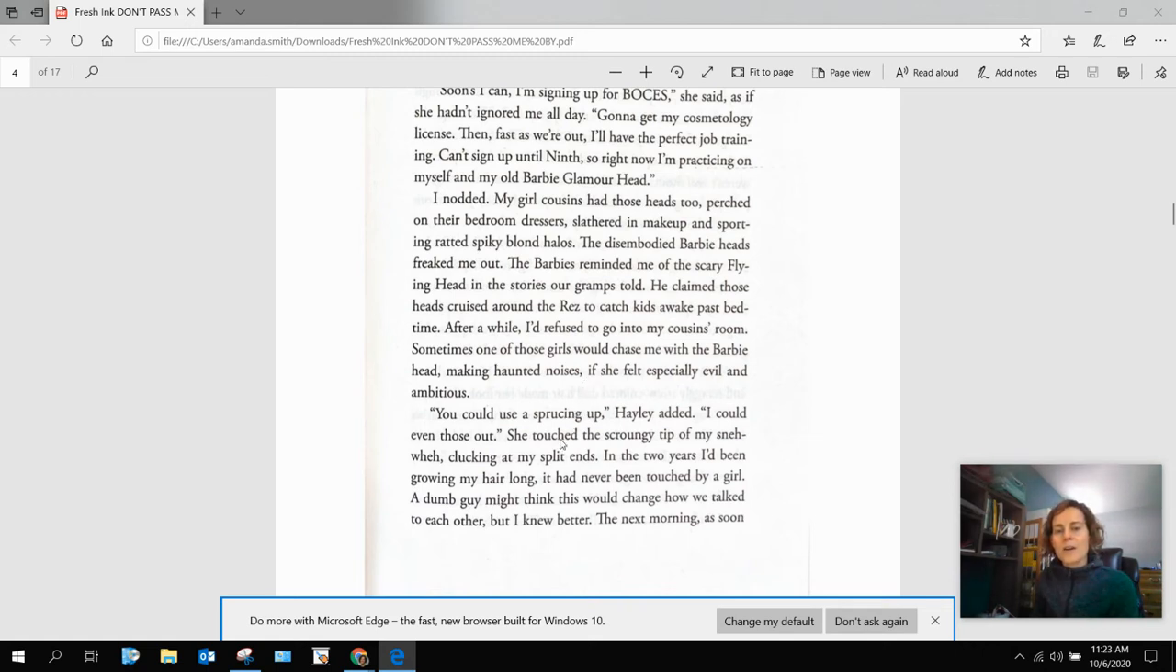I could even cut those out. She touched the scroungy tips of my snayway.